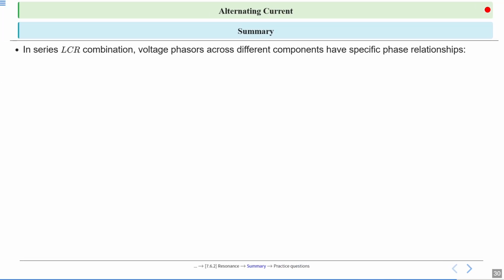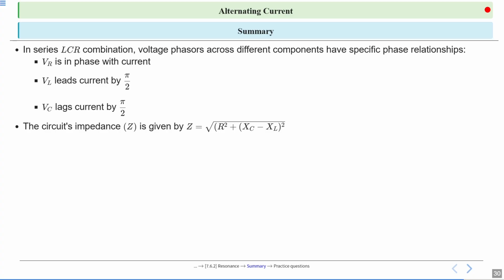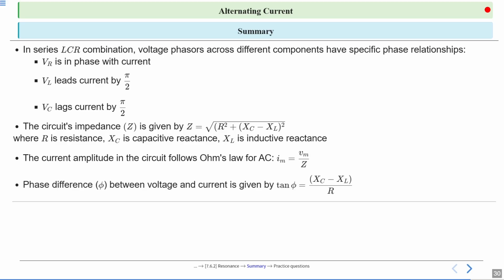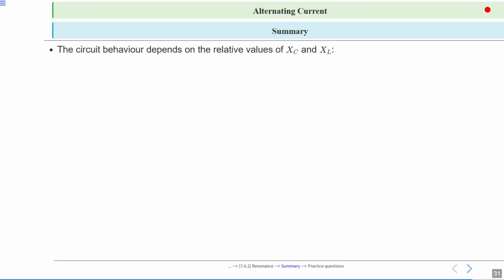So this is the summary. In a series LCR combination, voltage phasors across different components have specific phase relationships. VR is in phase with the current, VL leads the current by pi by 2, and VC lags the current by pi by 2. The circuit's impedance Z is given by Z equal to root of R square plus (XC minus XL) square, where R is resistance, XC is capacitive reactance, and XL is inductive reactance. The current amplitude follows Ohm's law for AC, that is Im equal to Vm upon Z. The phase difference phi between voltage and current is given by tan phi equal to (XC minus XL) upon R.